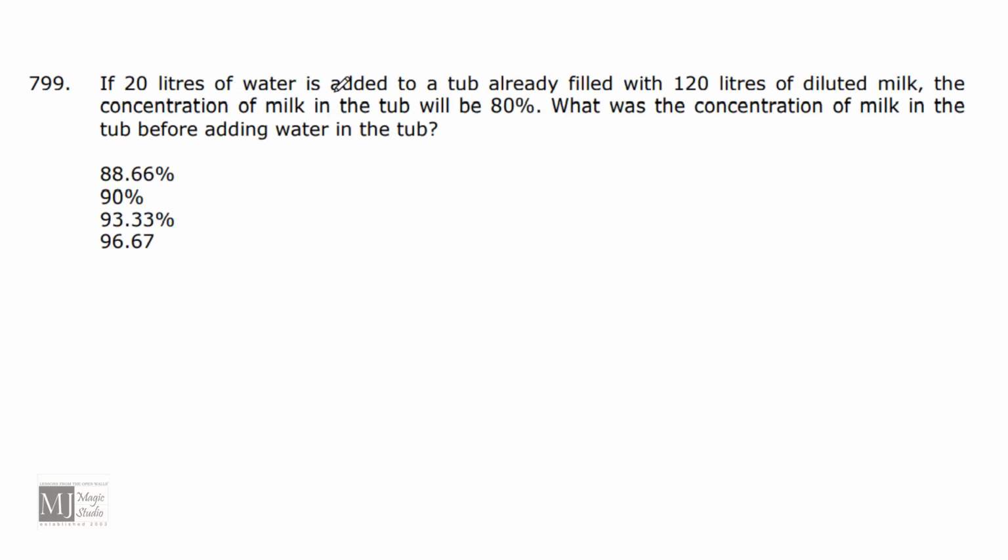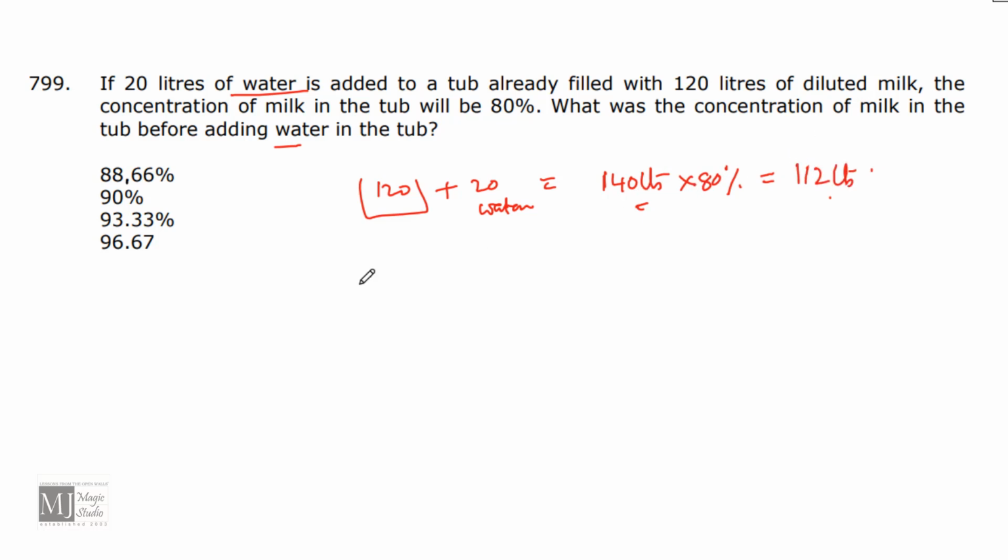If 20 liters of water is added to a tub already filled with 120 liters of diluted milk, so we have already 120 liters, and with this 20 liters of water is added. That means now the volume is 140 liters. The concentration of the milk in the tub will be 80%. So how much is the milk? So 80% of 140 liters is 112 liters, and as we can see, no milk was added.